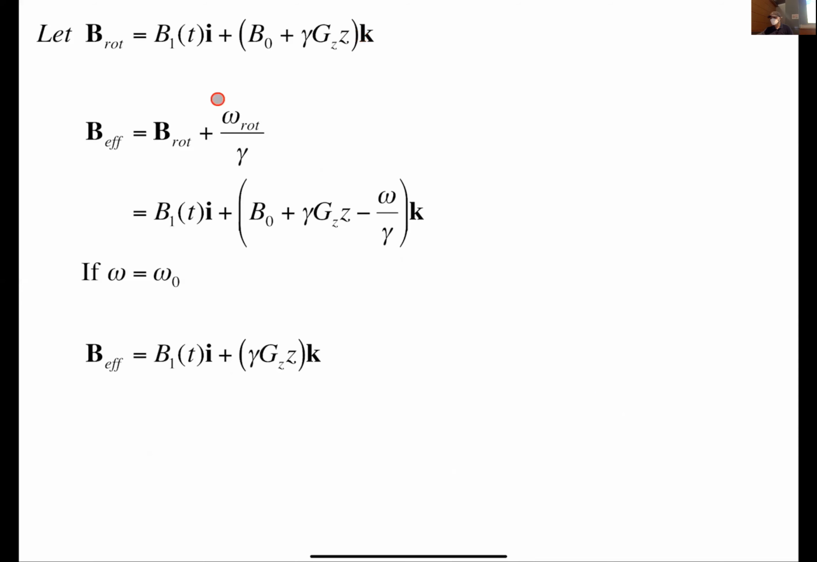So now if we're on resonance, we have our B1 term as before, but each location has this additional gamma Gz z term, which means the effective field is not just this. It's also going to have a component along the k direction, which is going to cause things to not precess around this, but precess around something like this, okay? And if it's way out here, it's just going to stay up here. So it's not going to get excited, okay?